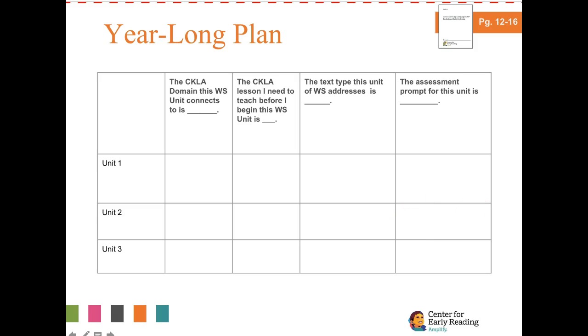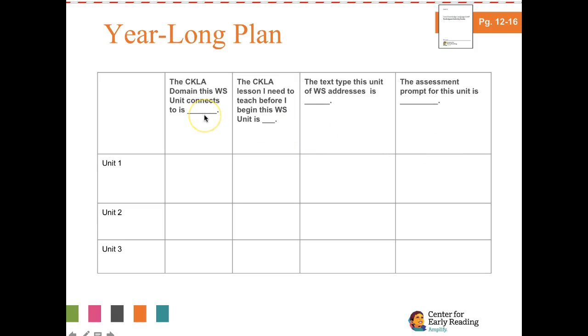Please turn to page 12 in your participant activity guide. On page 12, you will see a chart just like this. Page 13 is a continuation of this chart. I'm going to walk you through the best way to complete this chart. Once you've finished, you will have a better understanding of one, how Writing Studio ties to CKLA instruction, and two, how writing instruction progresses through Writing Studio across the year.